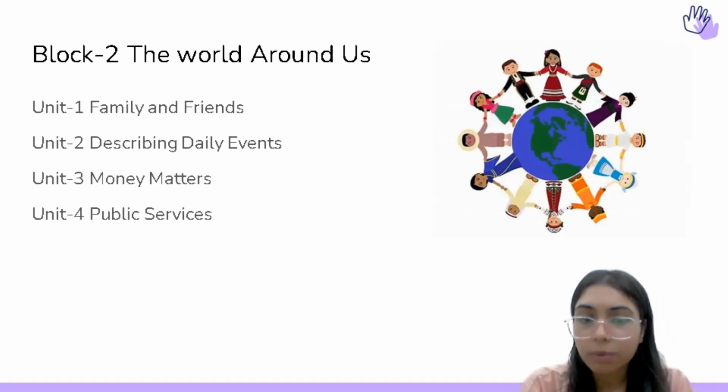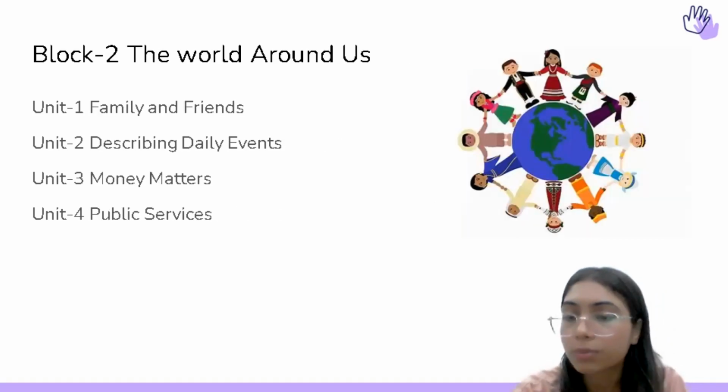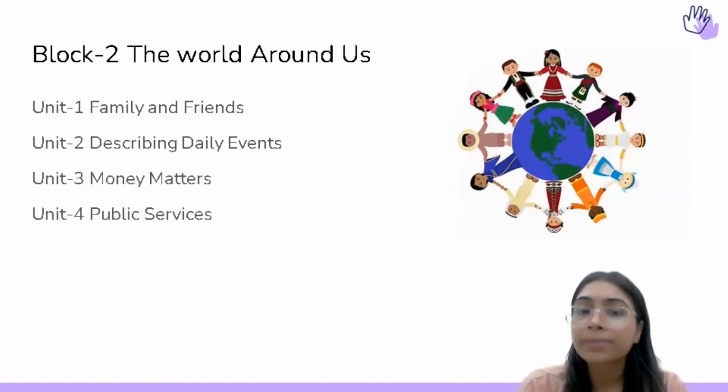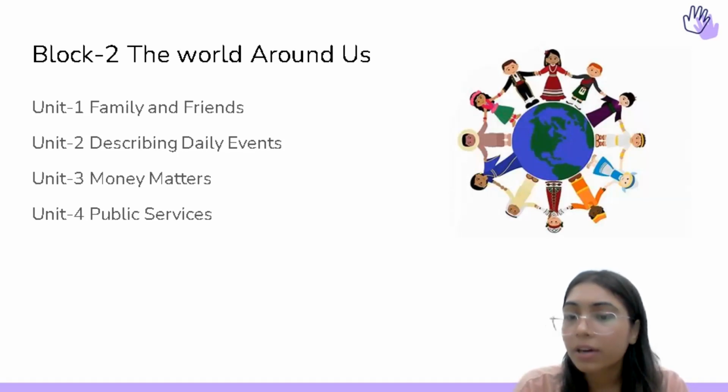Then comes our next block, that is block 2. So block 2 deals with the world around us. So there in our day to day lives we have several needs and desires जो हमें कन्फ्रेंट करने होते हैं.